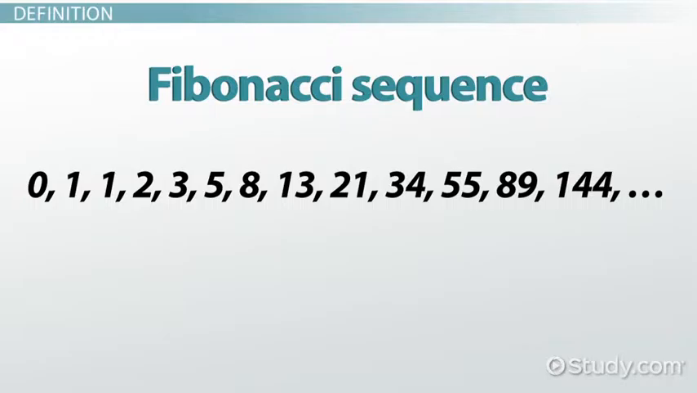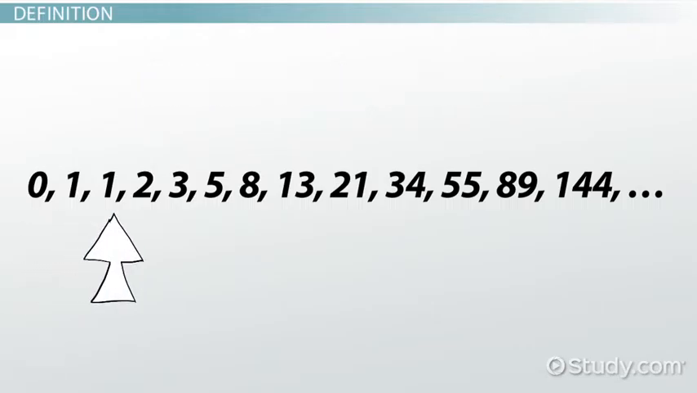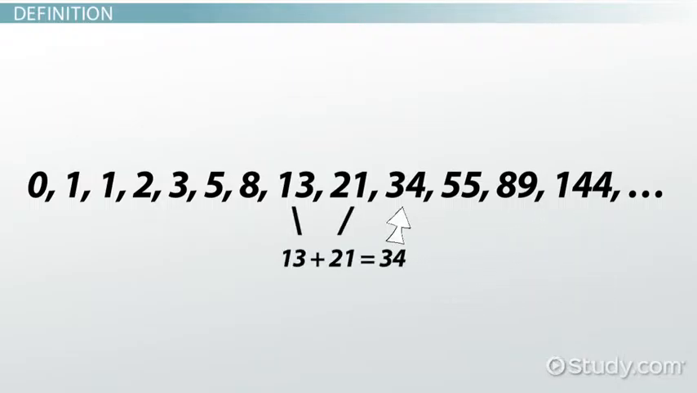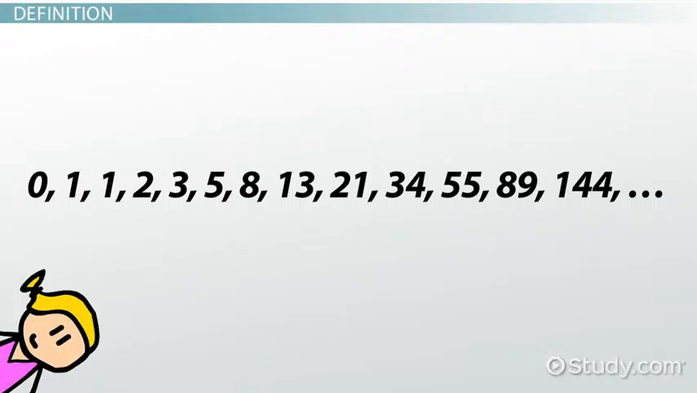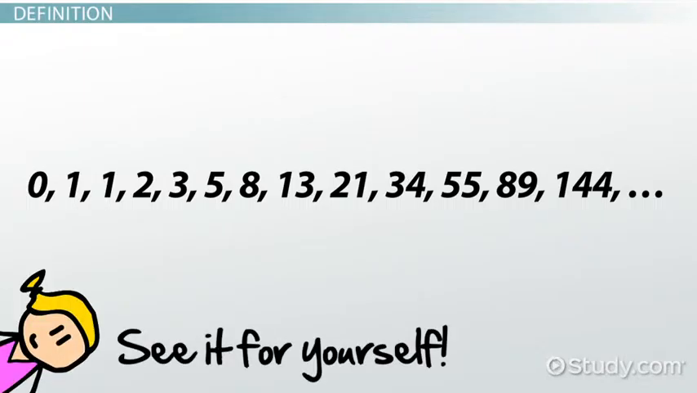The sequence ends up looking like this: 0, 1, 1, 2, 3, 5, 8, 13, 21, 34, 55, 89, 144, and so on and so forth. Looking at it, you can see that each number in the sequence is the addition or sum of the two previous numbers. For example, 34 is the addition of 21 and 13. 144 is the addition of 89 and 55. Try it out yourself and check other numbers in the sequence to see if they follow the rule.